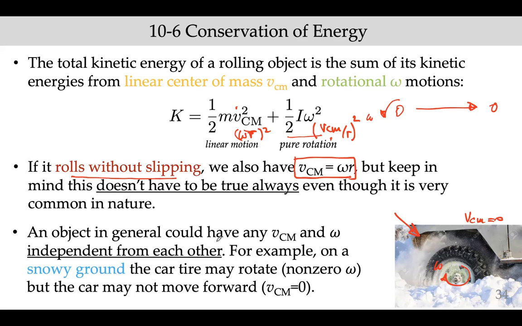An object in general could have any translational speed and angular speed independent from each other. So these two are in general independent from each other. For example, on a snowy ground, the car tire may rotate, so you would have non-zero angular speed, but the car may not move forward. So translational speed could be 0.